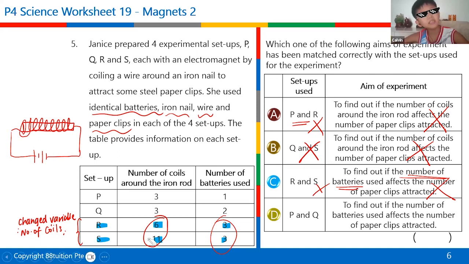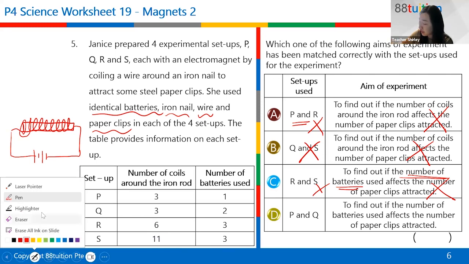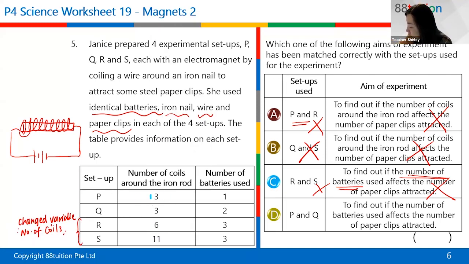Then of course, if the answer is D, yes, because if we look at P and Q, P and Q have the same number of coils, different number of batteries. So the aim is to find out if the number of batteries, because the number of batteries is different, right? So we can find out if 1 or 2 or 3 batteries will attract more paper clips. So the aim is correct for P and Q. Actually, we can use R and S, it's just that the aim is wrong. But we can use P and Q, and also the aim is correct. It's to find out if the number of batteries will affect the number of paper clips attracted. So this is correct. Answer is D.